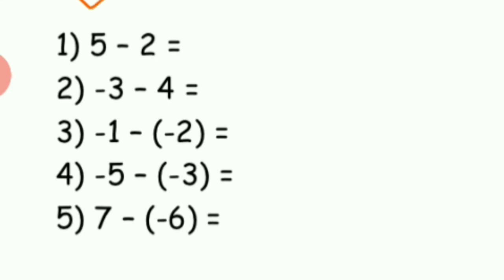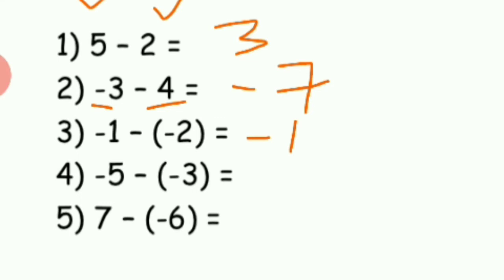Here plus 5 and minus 2, so from 5 minus 2, the answer is plus 3. Here minus 3 minus 4, both are negative, so both the values are negative, so what do we get? Minus 7. Here we have brackets, so let us remove the brackets before we simplify.